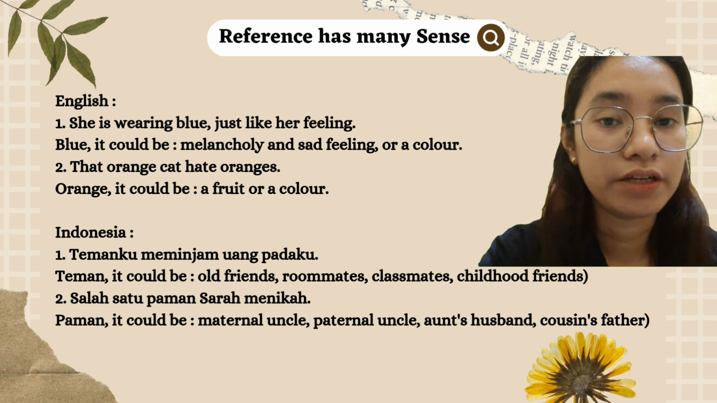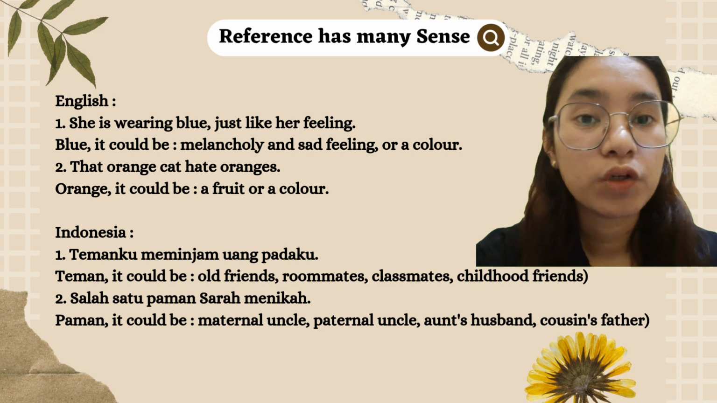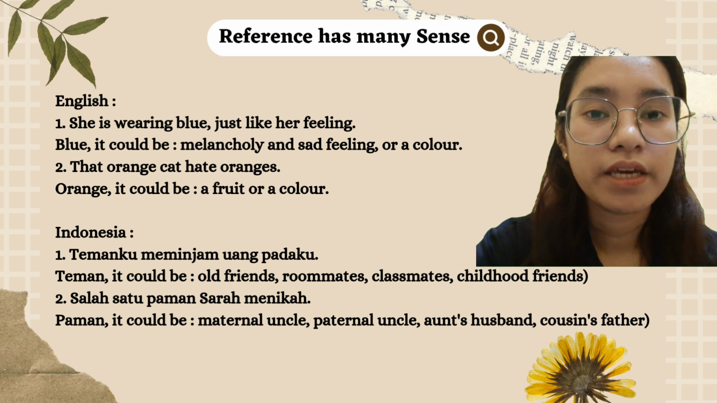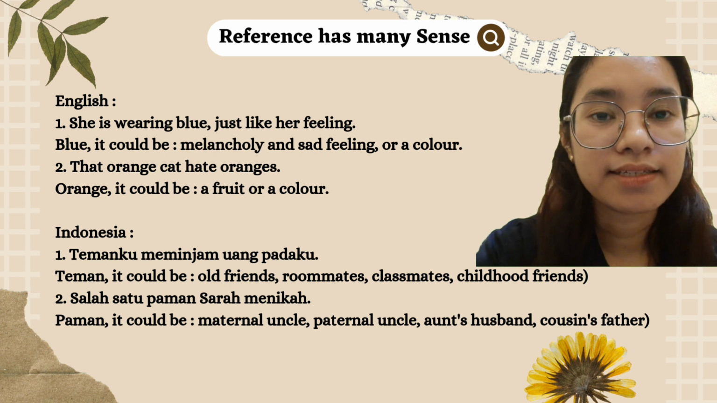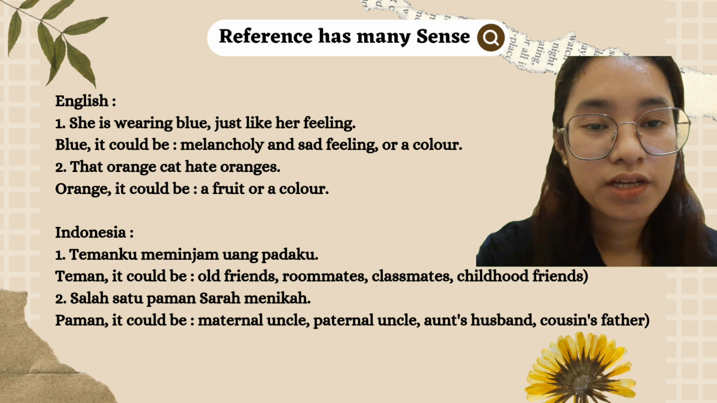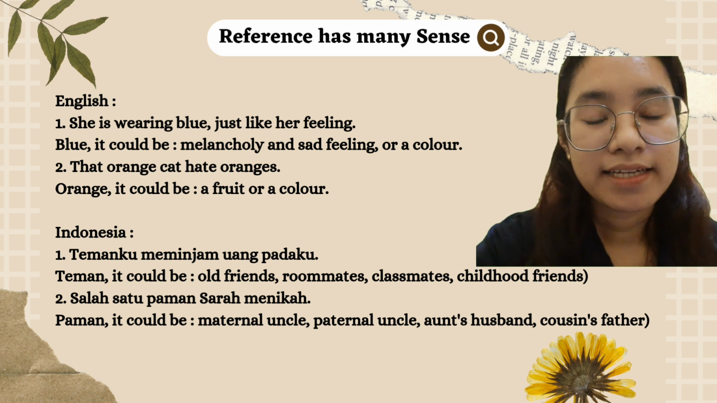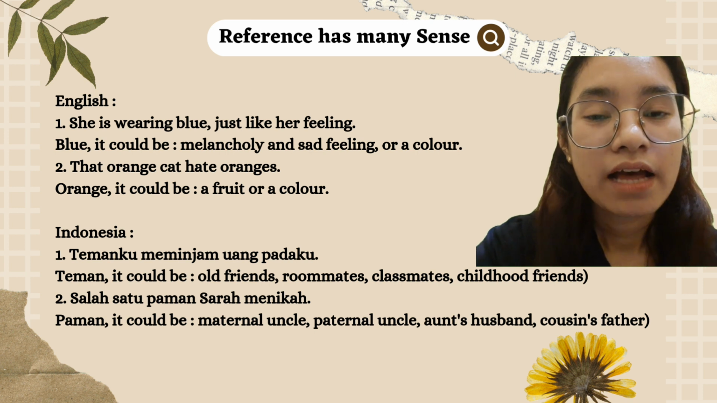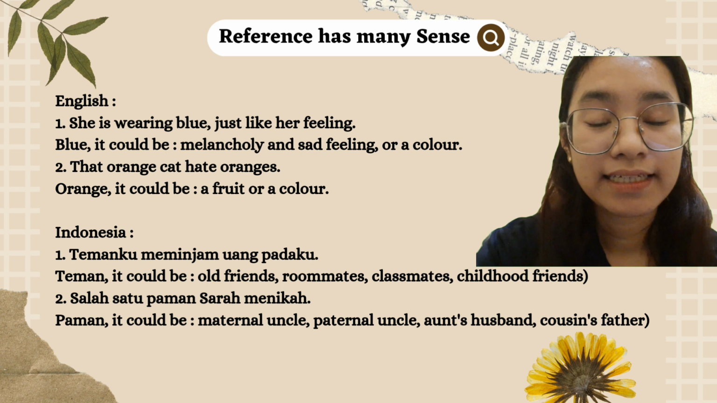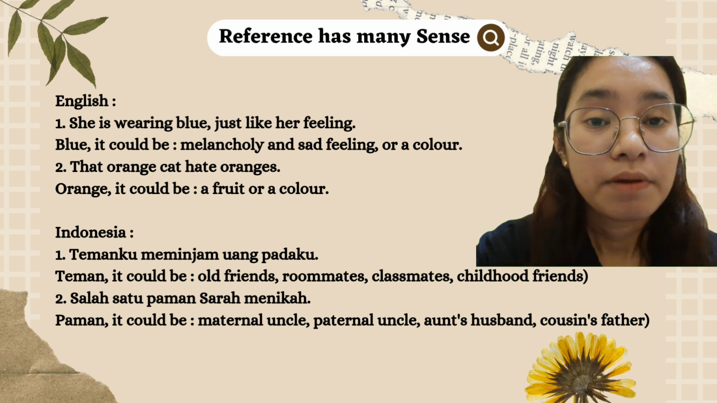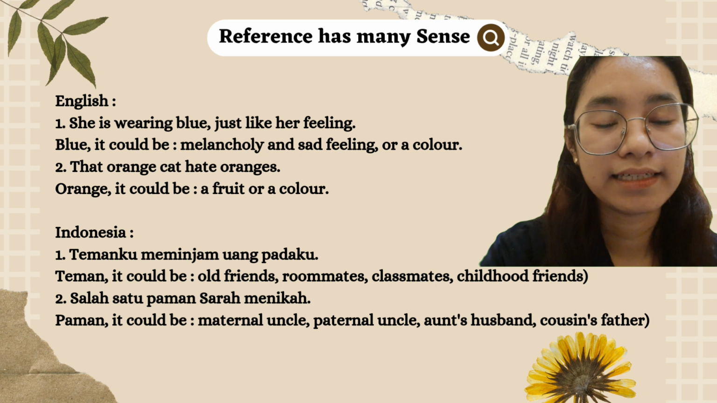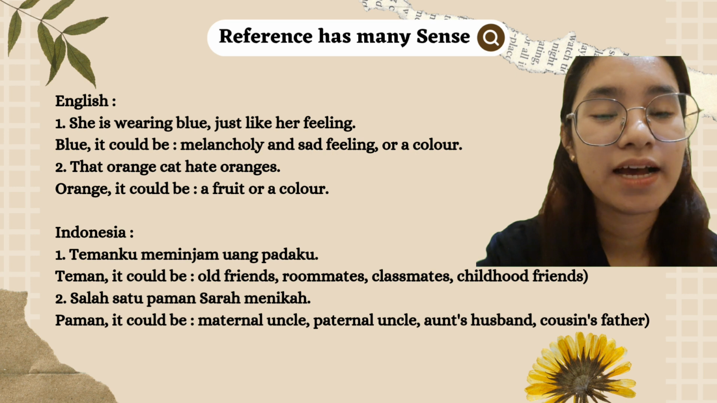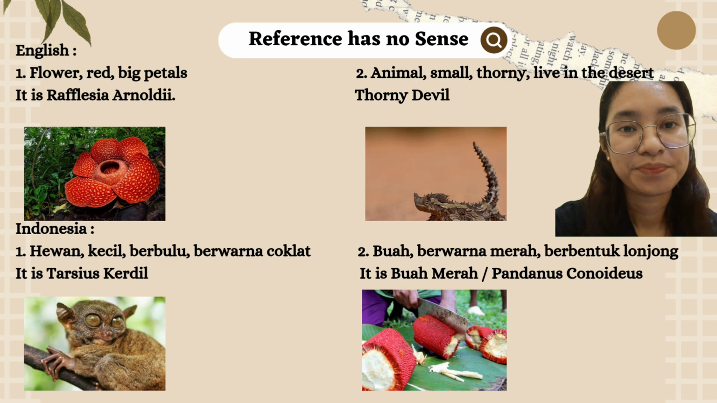For example, in Indonesian, the first one is temanku meminjam uang kepadaku. In the sentence, the word teman could be friends, roommate, classmates, or childhood friends. And the second one is salah satu paman Sarah menikah. In the sentence, the word paman could be maternal uncle, or in Indonesian we call it paman dari pihak ibu, paternal uncle, or paman dari pihak ayah, aunt's husband, and cousin's father.